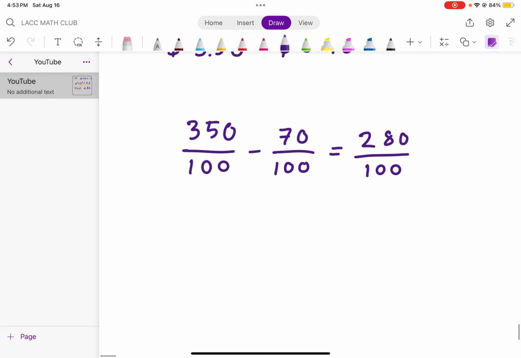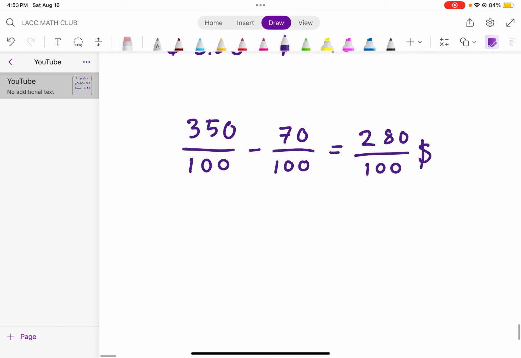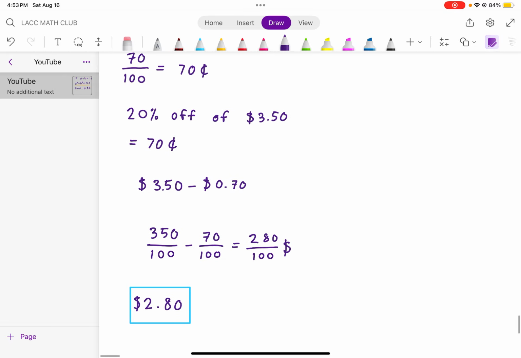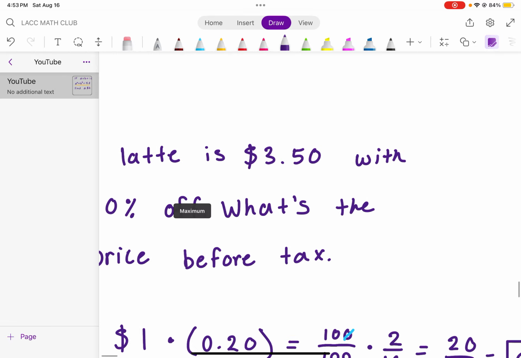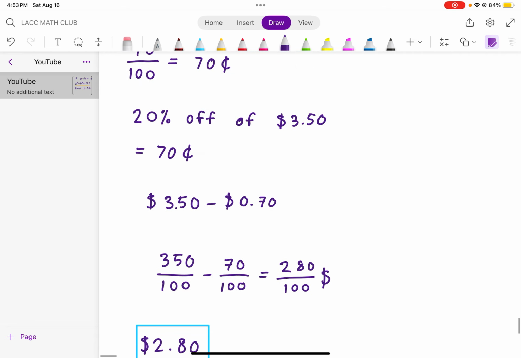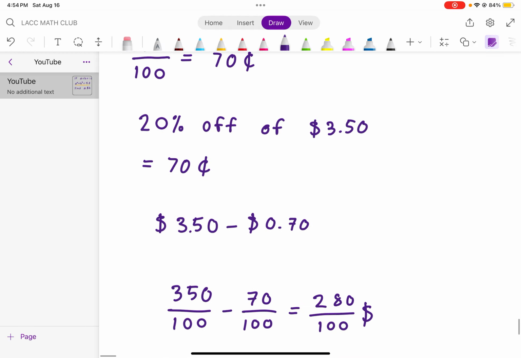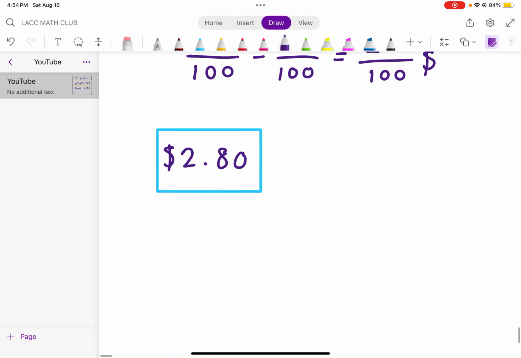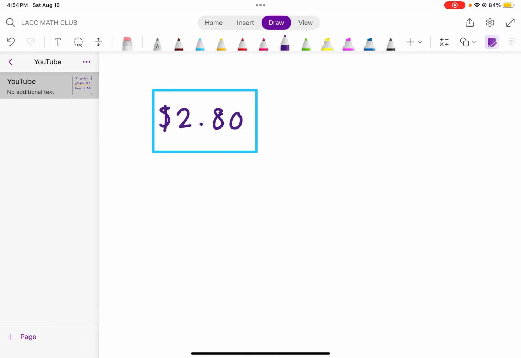And if we convert 280 over 100 back into dollar form, we'll find that we get $2.80, which is our answer. We're finding what 20% off of $3.50 is before tax. So we find first what 20% is. Once we find what 20% is, we subtract it from $3.50, and that takes 20% off.